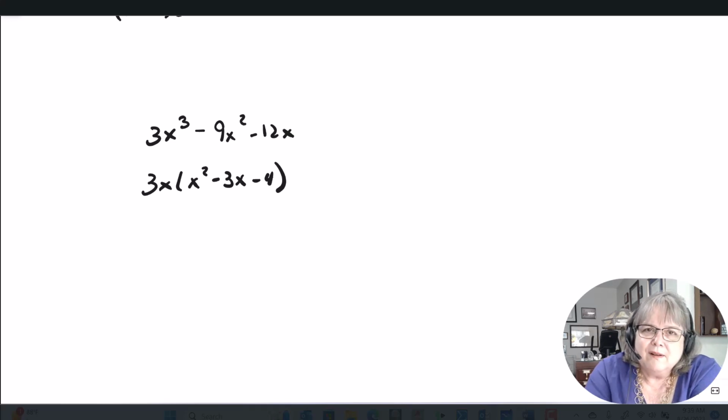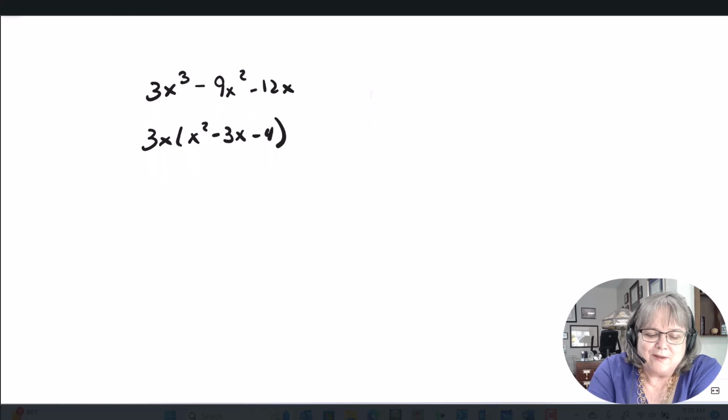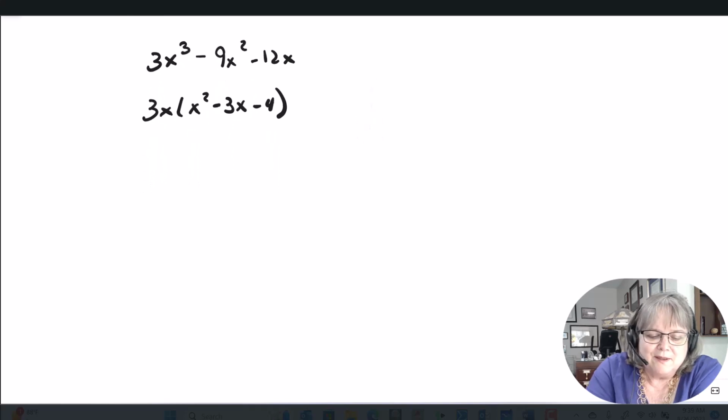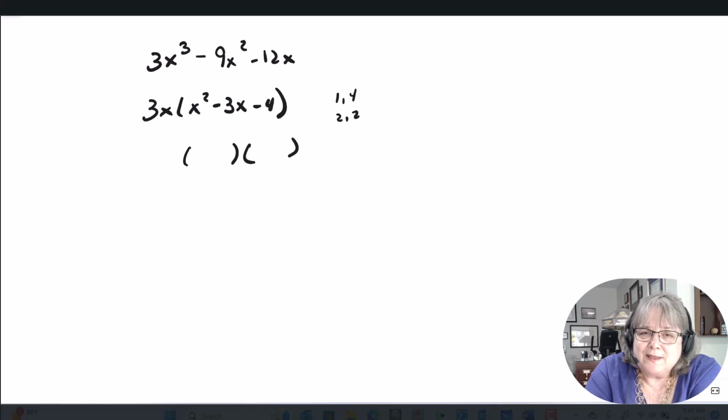All right, so don't go, oh my gosh, I don't know that one. Go, well, what can I do with it? So you say, well, I found a 3x. Then we're back to the favorite: does it have a lead coefficient of a 1? We can say yes. So what multiplies to -4? 1 and 4, 2 and 2. They're different signs, but they have to add to -3, so you have more negatives. So -4 plus 1.